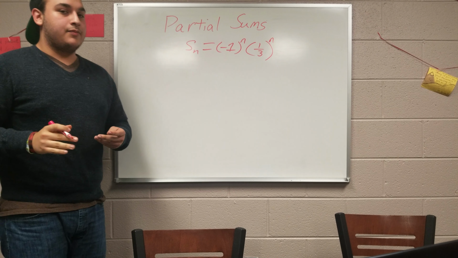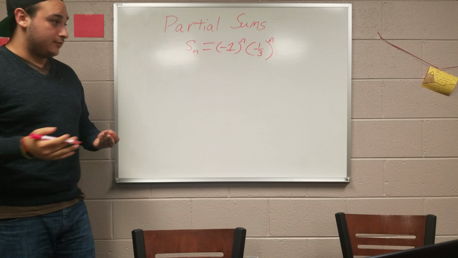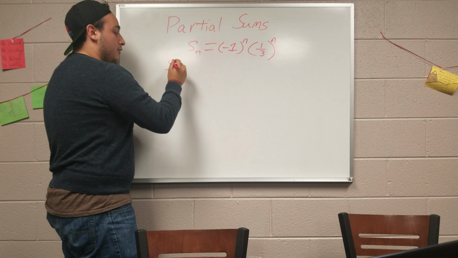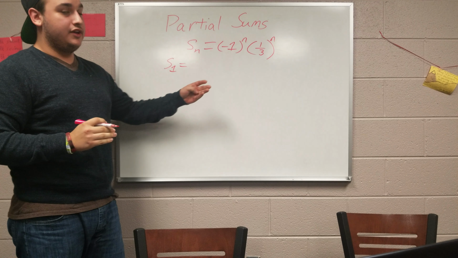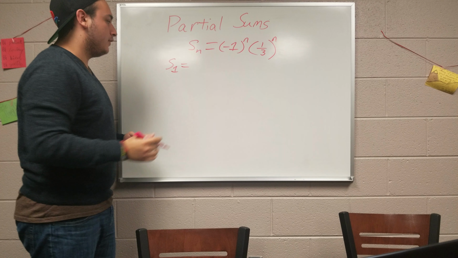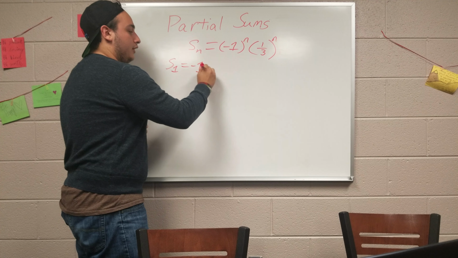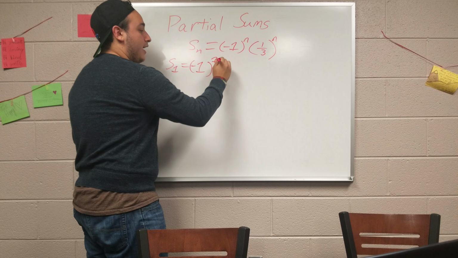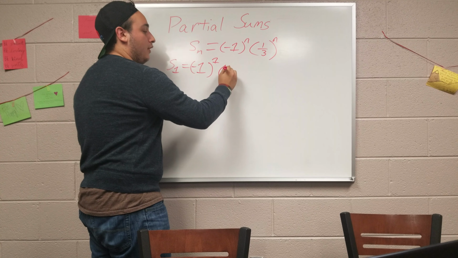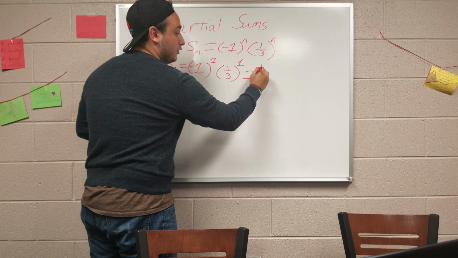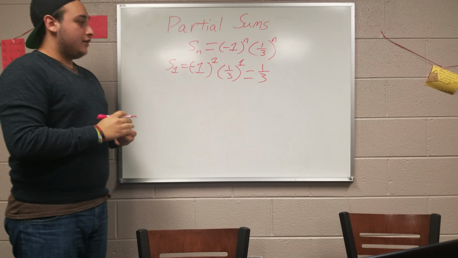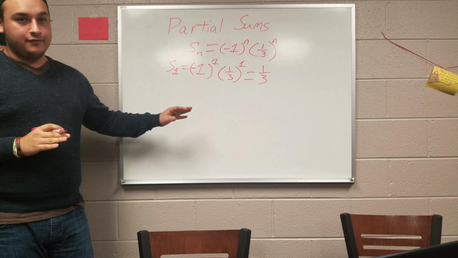In order to get the partial sum, you need to find the terms. So you go with a large S with a subscript of 1. You plug in the number 1 for each n in the formula. So it'd be -1 to the first power multiplied by 1/3 also to the first power, which just equals 1/3. So that's the partial sum for the first term.